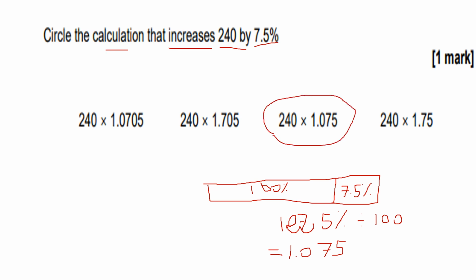Being very careful, which is option number 3, because 1.075 is equal to 107.5%, which is that increase of 7.5%. You are multiplying by 107.5%, and as a decimal multiplier, you are multiplying by 1.075. Because 1.075 as a percentage going backwards is 107.5%, which is the original answer. So the answer is option number 3.